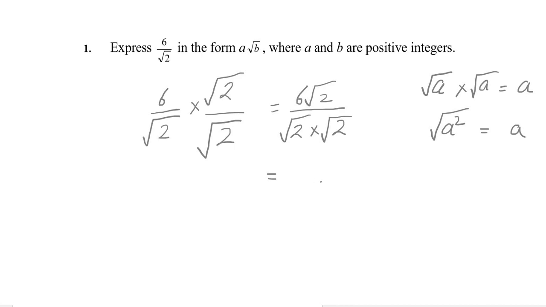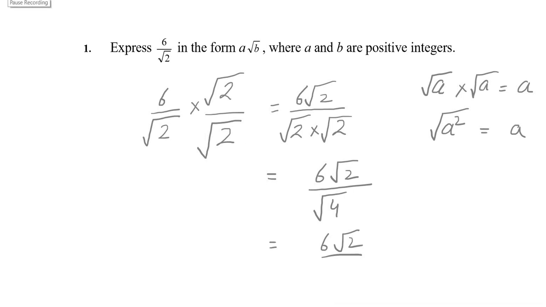So the top bit is going to be 6 root 2. Now 2 root times 2 root, you can write it down as 4 root, and we know 4 root is going to be, sorry, it's going to be 2. And now we don't have any square root number at the denominator, so this is our answer.